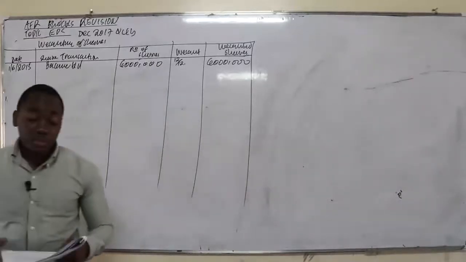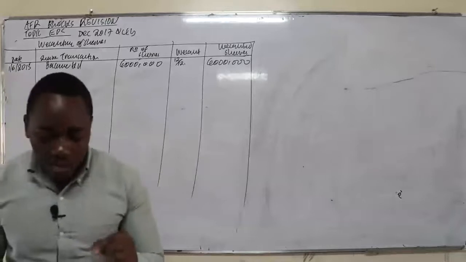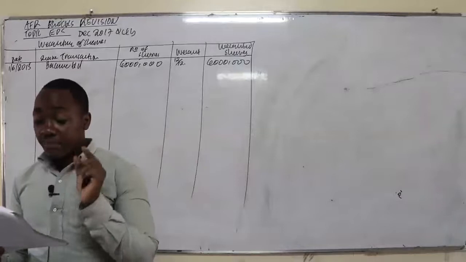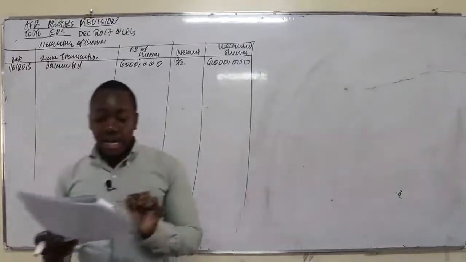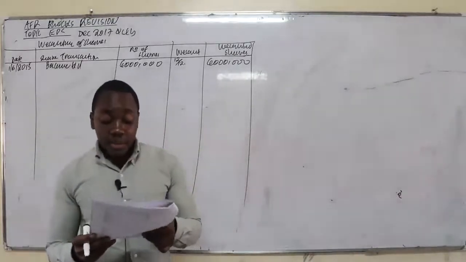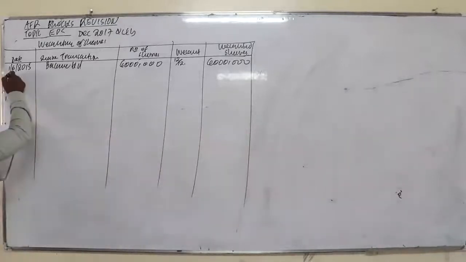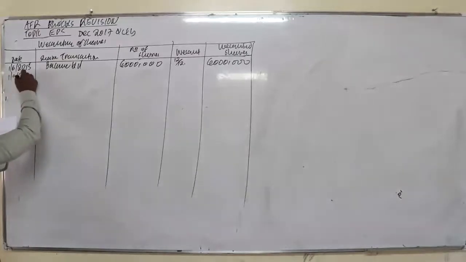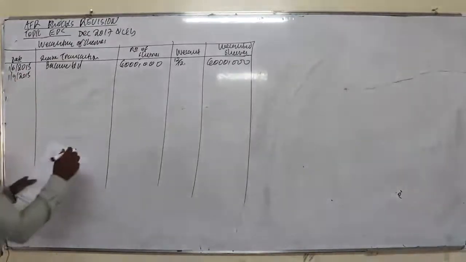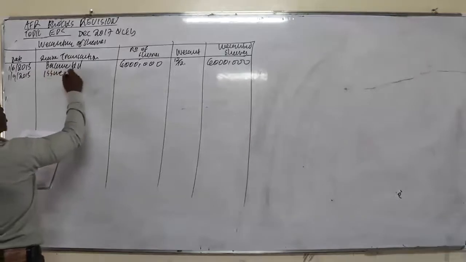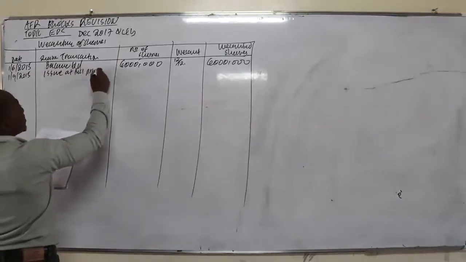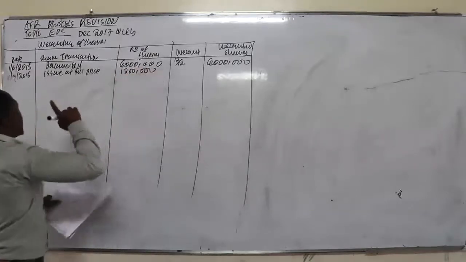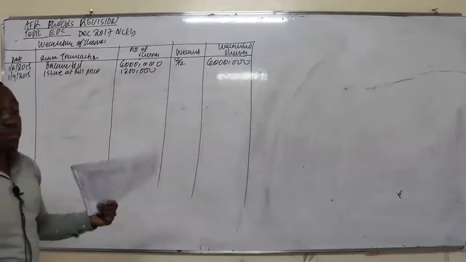So let's go back to number two. Information on ordinary shares was as follows. Ordinary shares of shillings 10 each issued as at 1st June 2015. That's at the beginning of the year. Then we had ordinary shares issued on 1st September 2015 at full price. How many shares did we issue? 1.2. How many months to the end of the year? From 1st September to May 2016, 9 months.